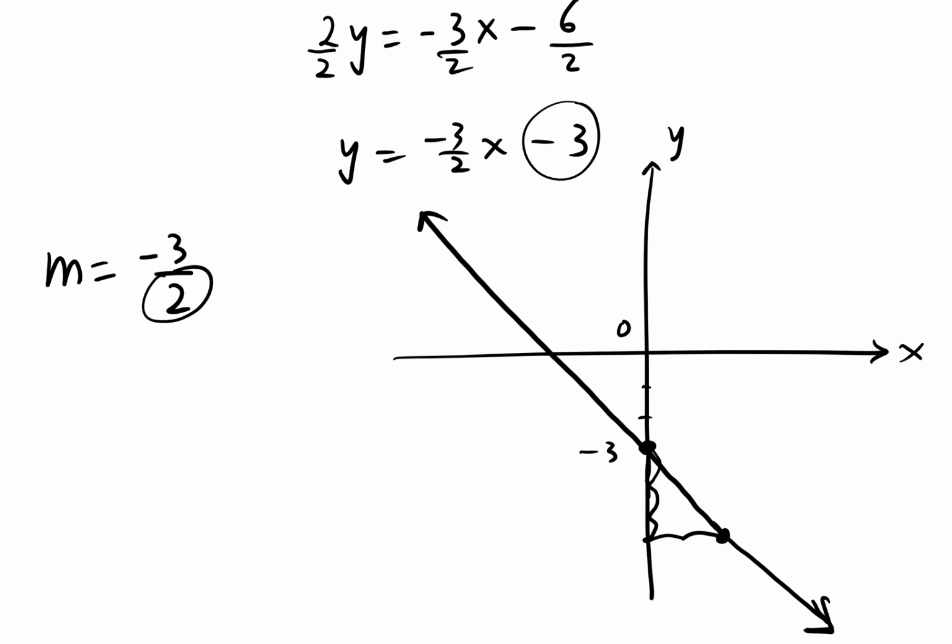So that's how we use slope-intercept form to sketch graphs. Notice I was able to sketch them without taking points or anything like that. So we don't have to find points to graph a straight line.